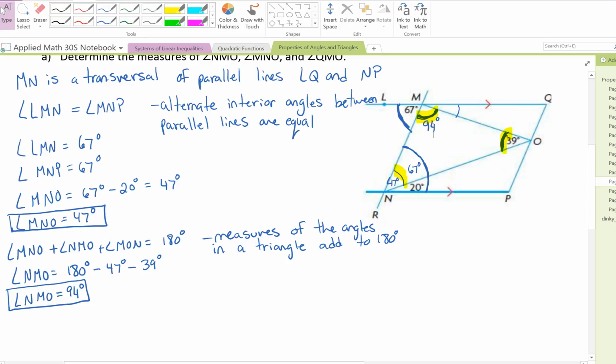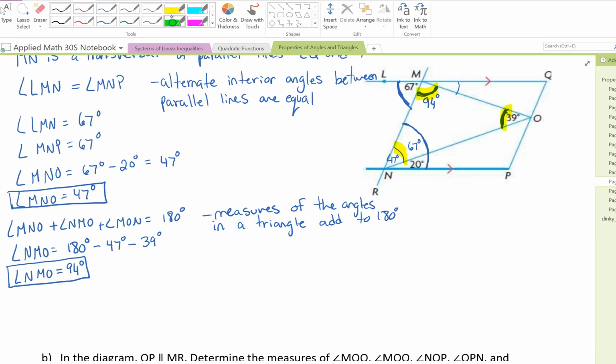All right, the last angle that we're looking for is this angle up here, right? Angle QMO, okay?